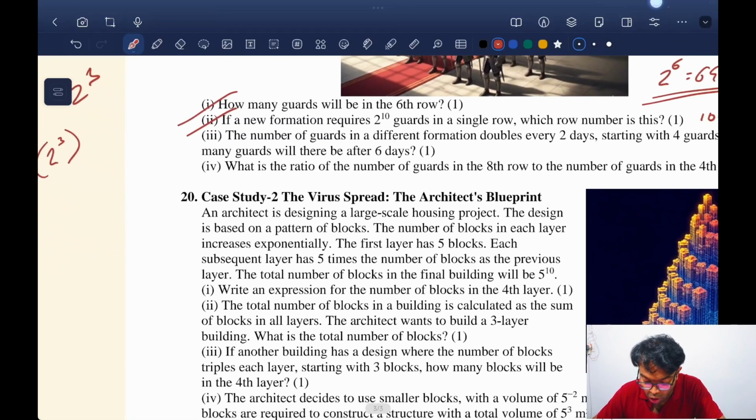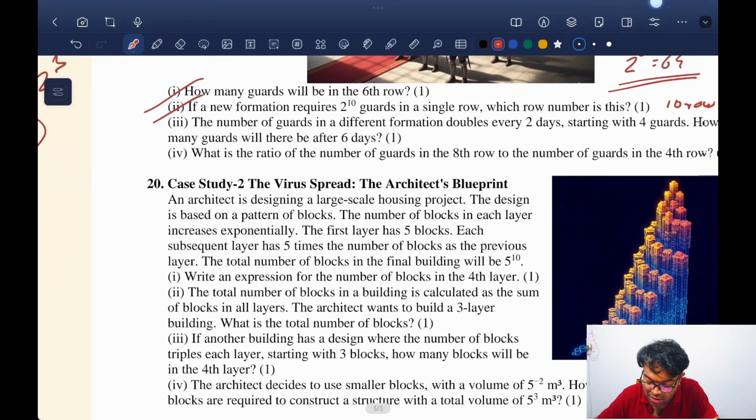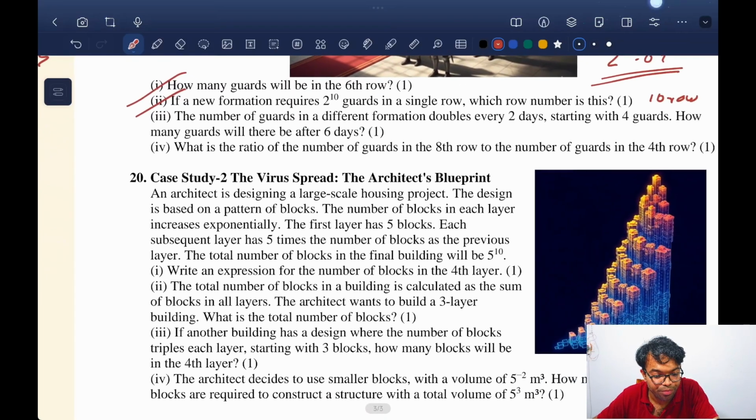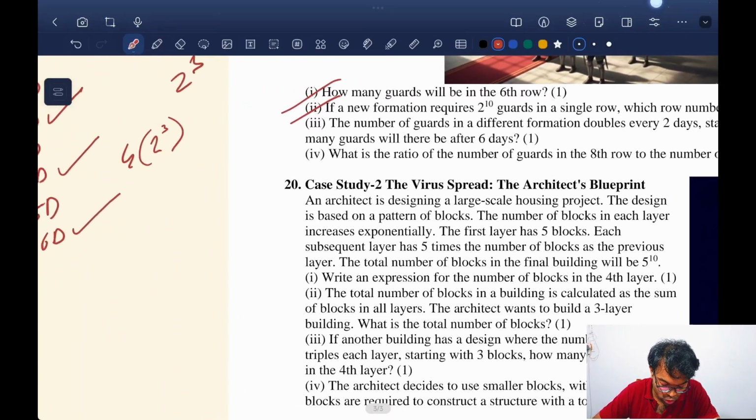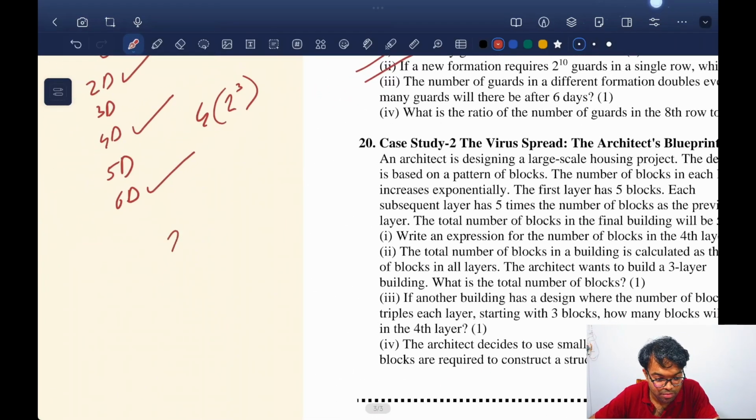What is the ratio of number of guards in the 8th row to the number of guards in the 4th row? 8th row में कितने guards होंगे, रीत? 2 to the power of 8. 2 to the power 8 upon 4th डे में कितने guards होंगे? 2 to the power of 4.